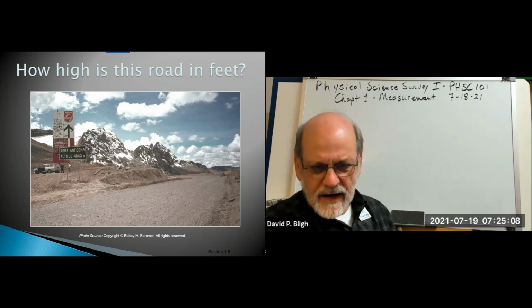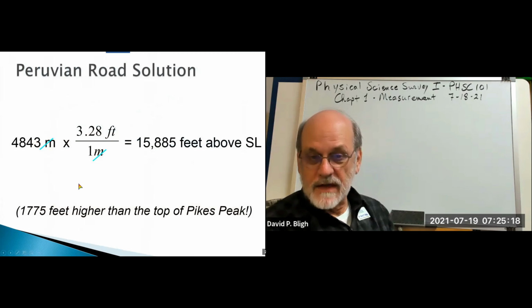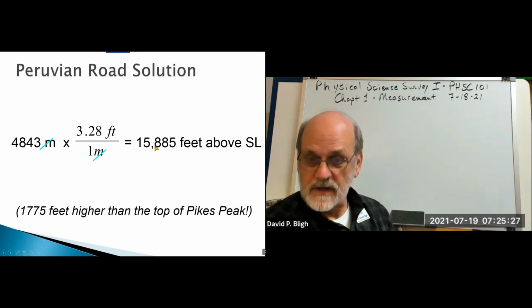So here we have altitude, 4,843 meters high. How high is that in feet? So we say, all right, what's the relationship? Well, 1 meter is 3.28 feet. So there you go. Cancel the meters. It leaves you with feet. So at that point, we're 15,885 feet above sea level.